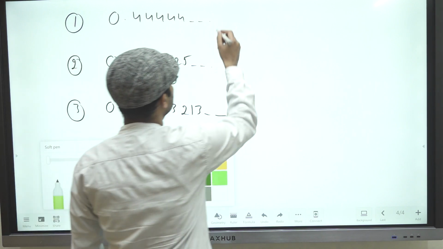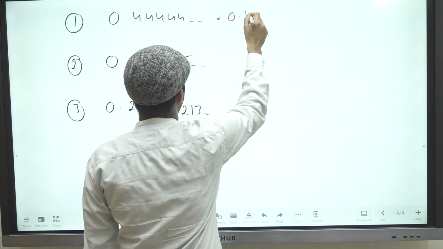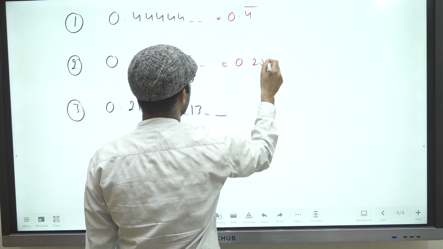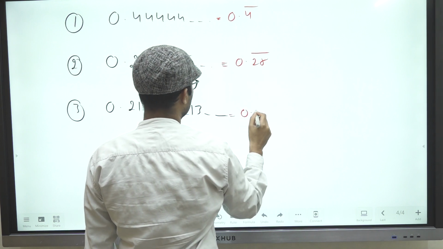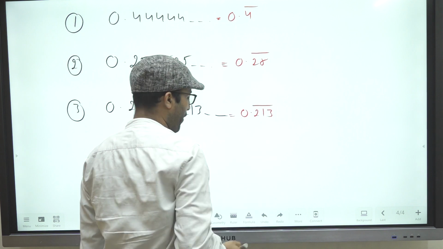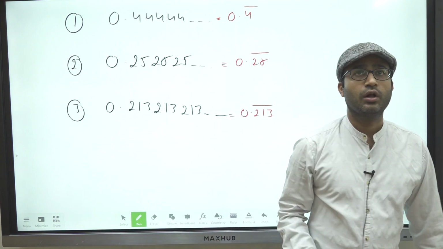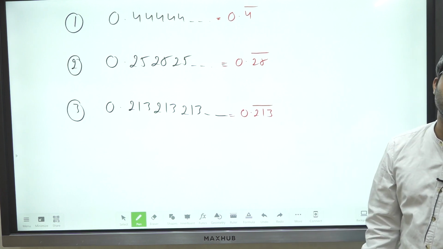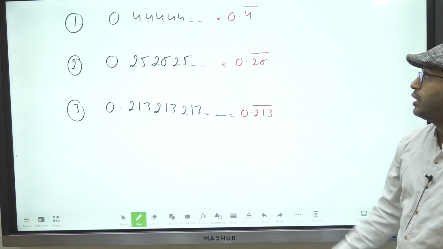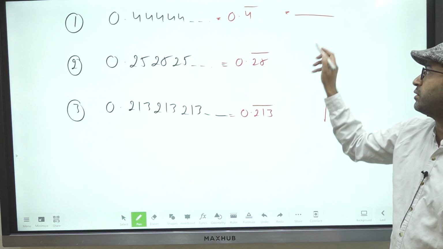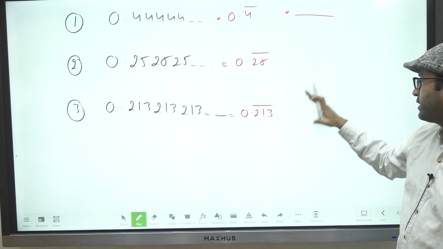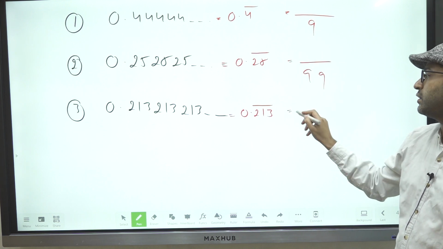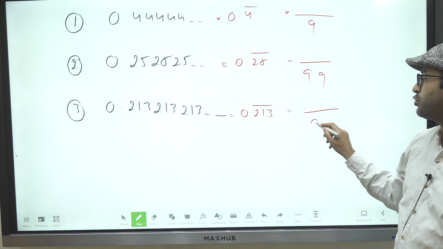Now here this is 0.4, this is 0.25, this is 0.213. This is 4 reoccurring again and again, 25 reoccurring again and again, 213 reoccurring again and again. So what we can say, there is one digit on the bar, so we have 9. Second question, there are 2 digits, so 99. Third question, there are 3 digits, so we put 999.